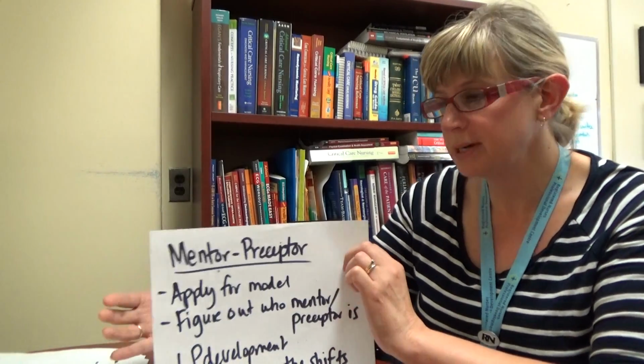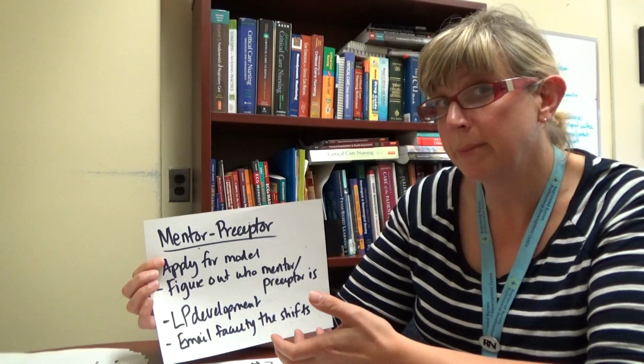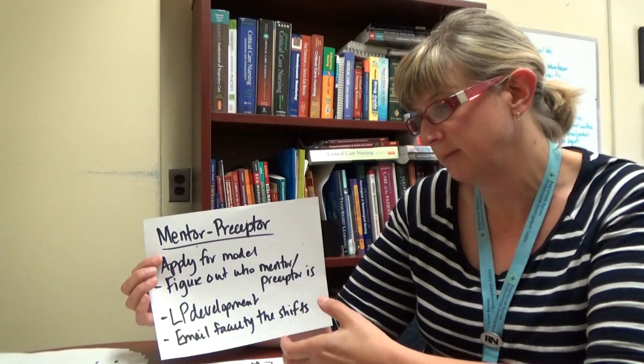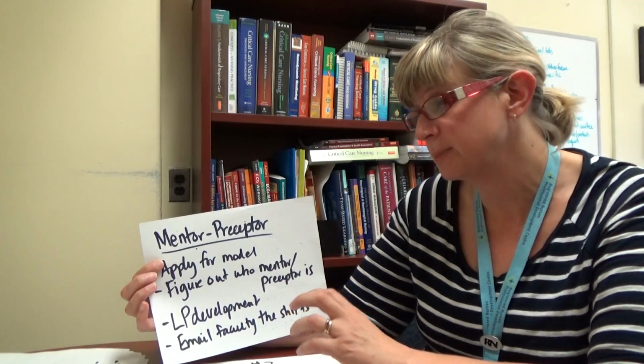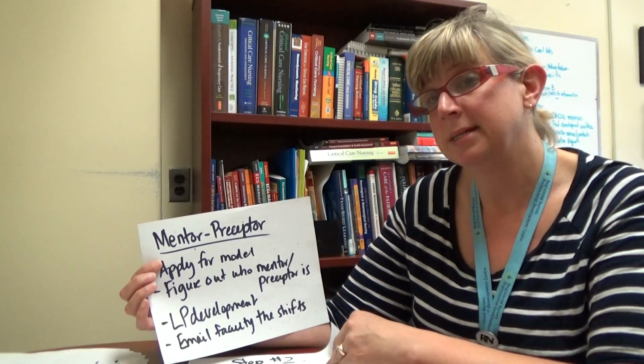If you're in the mentor-preceptor model, you need to apply for that model if that's what you want. You need to figure out who your mentor-preceptor is going to be. You need to get that approved by your manager and have the documentation signed, as I've talked about it. You also need to have some learning plan development specifically for the mentor model, and you need to email the faculty the shifts that you're going to be designating as clinical shifts after the exam.